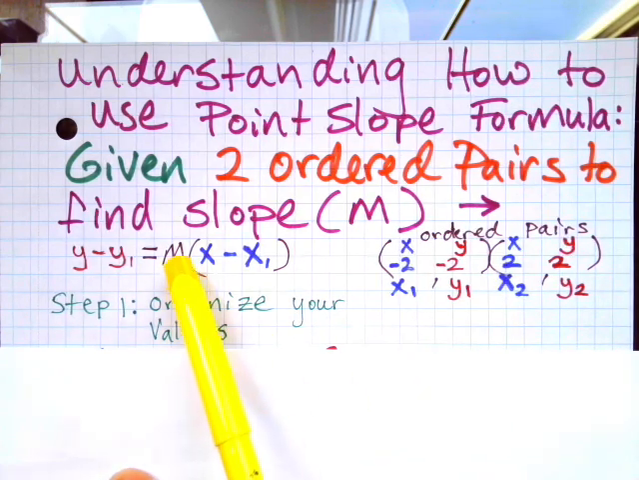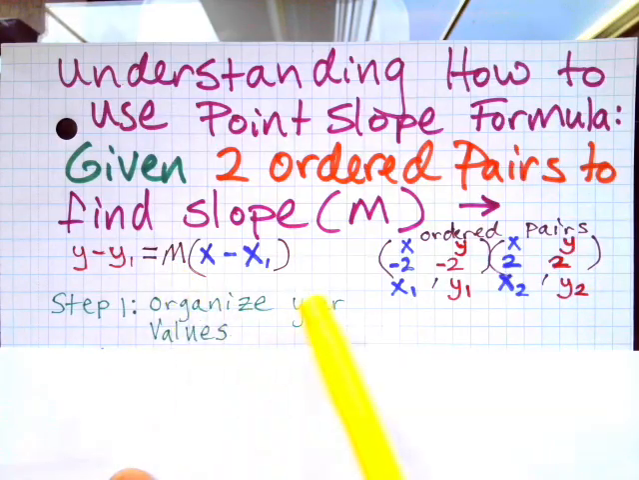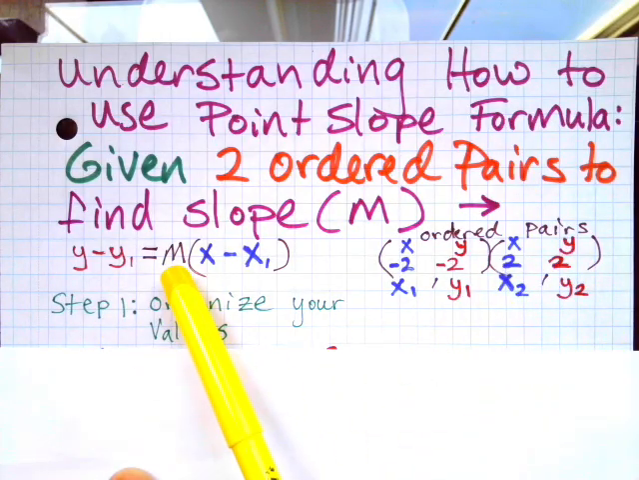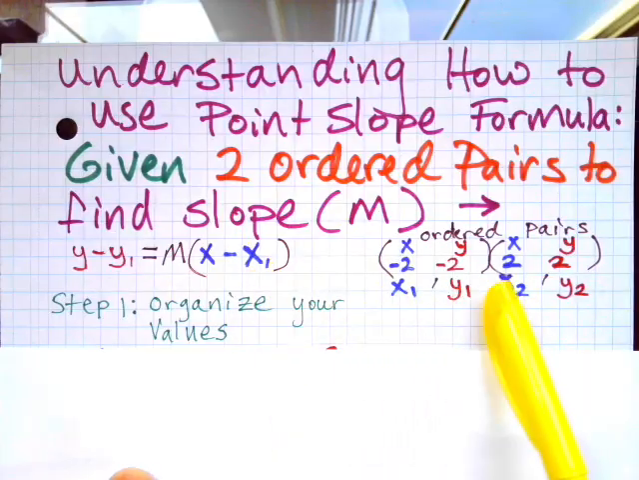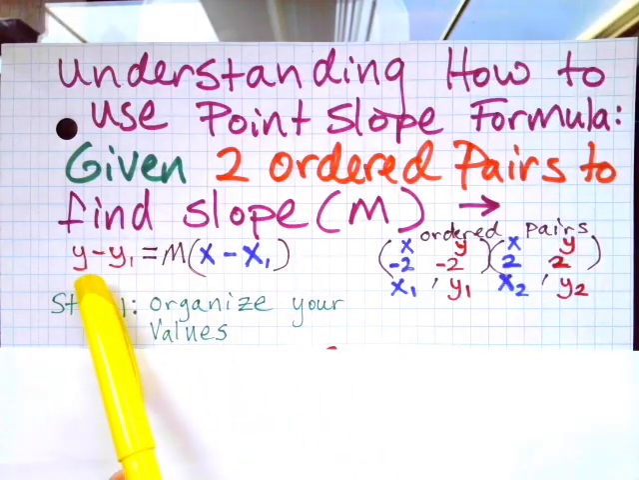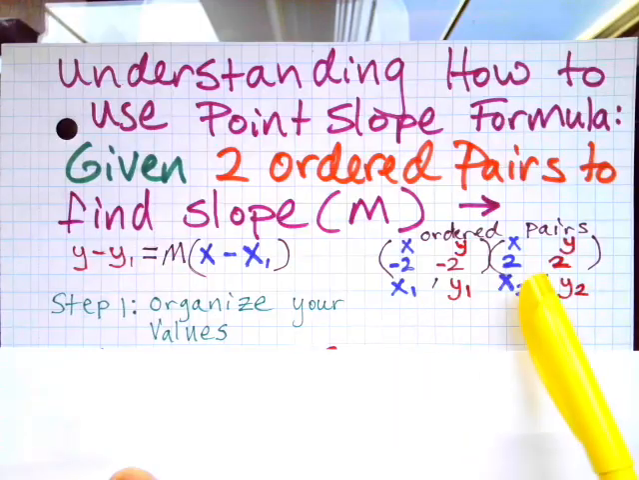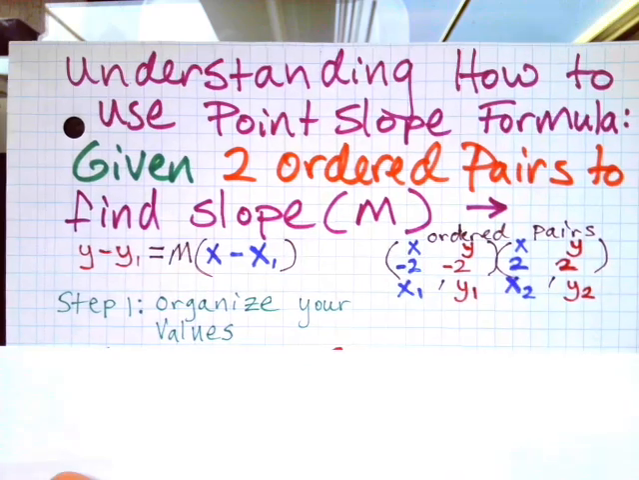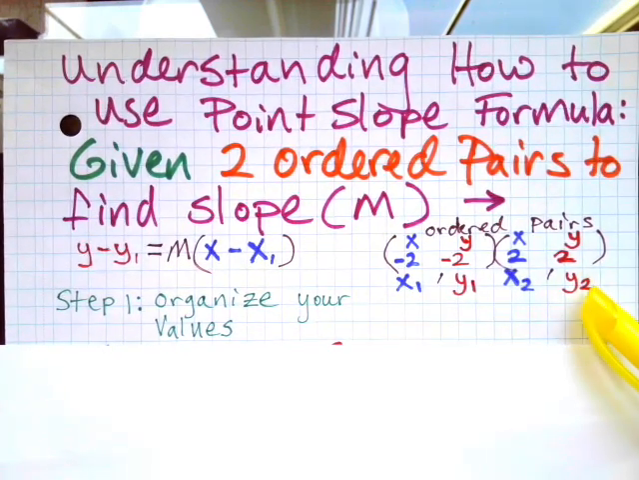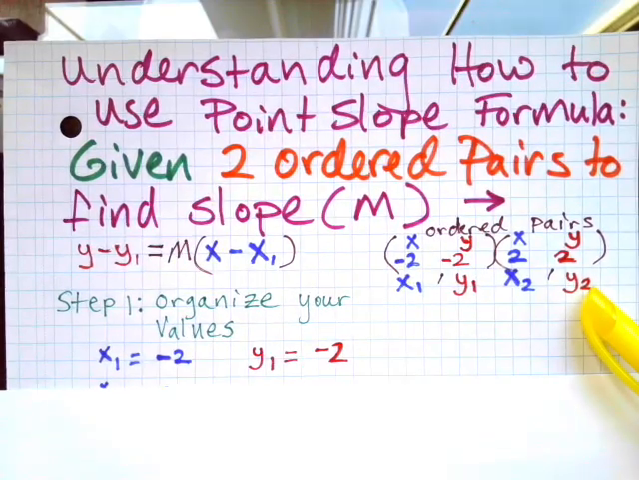If I was given the slope value and I was missing a y value, well, I could substitute my slope value, I could substitute my two x values, and I could substitute one of my y values. Then I would simplify and solve for y in order to find that missing y value. Hint, hint, this is what you're going to need to do in order to answer one of those two questions I introduced to you in video number 1.